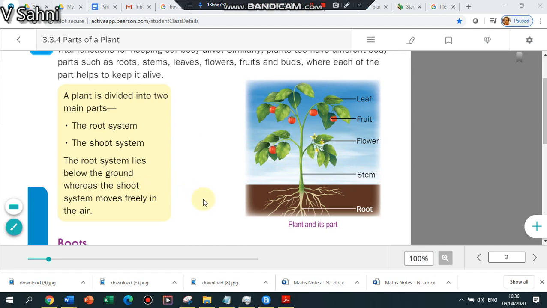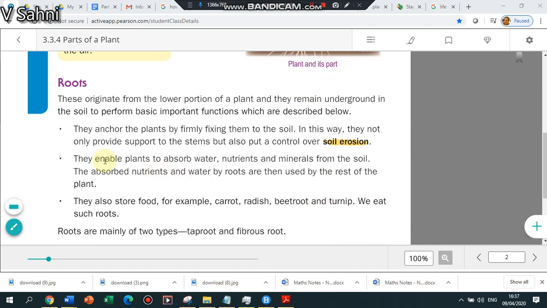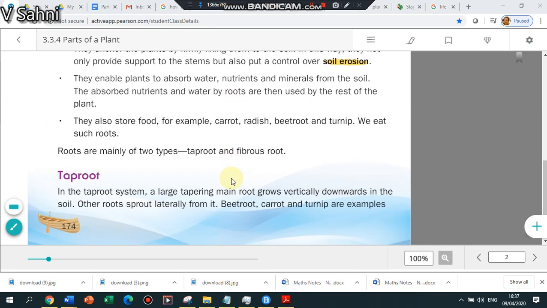Alright, now coming back to how the plant is divided. As I told you, the plant is divided into the root system and the shoot system. I told you before also that the root system is the one that lies below the ground. In the baby plant also, when you plant a seed, the first thing that starts growing is the roots, and the shoot will grow later. Just remember, this is an important pointer. I've already explained the functions of the root and the functions of the shoot system.